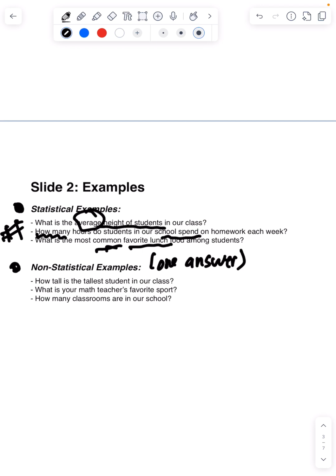What is your math teacher's favorite sport? Again, the answer will always be the same. If any student asks me, I will be able to answer that question, and we'll get one answer for the entire class. And then lastly, how many classrooms are in your school? Even though this has to do with numbers, in the end, we would all have to count the number of classrooms, and at the end of the day, we would all land on the same exact number because it's one answer, right? So this would also be another example of a non-statistical question.